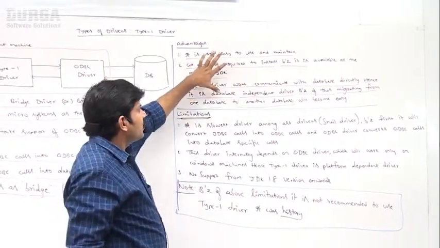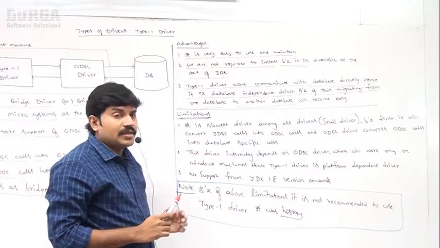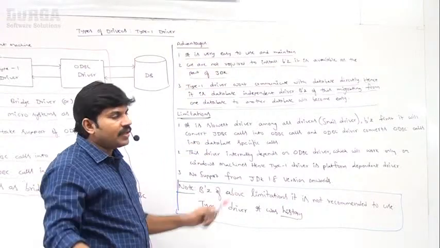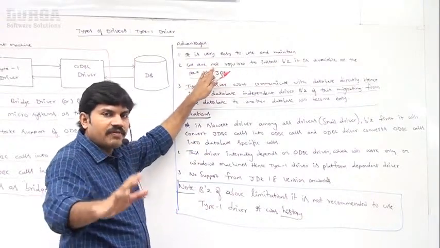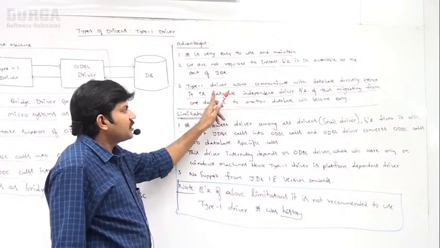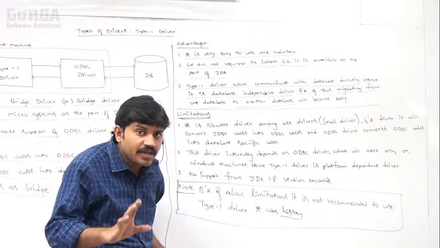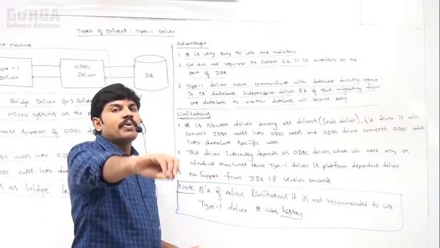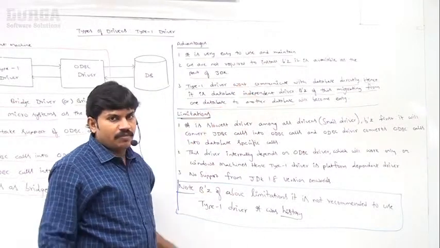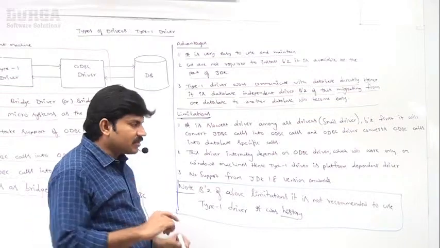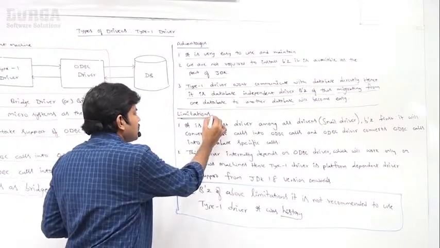Clear, right? So these are the advantages related to type 1. Easy to use and maintain, not required to install because it's available as part of the JDK. Next, it never communicates directly with the database, that's why it is a database independent driver. Migrating from one database to another will become very easy. Okay, that's all. Next, what limitations are there?